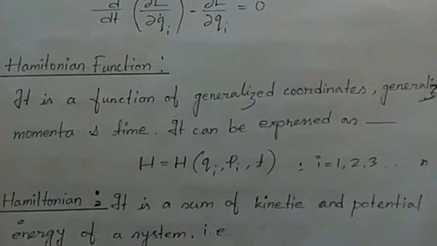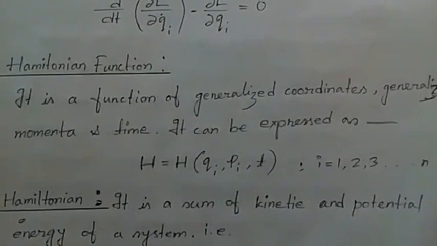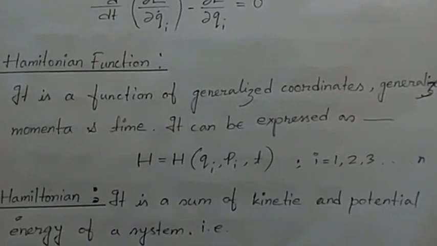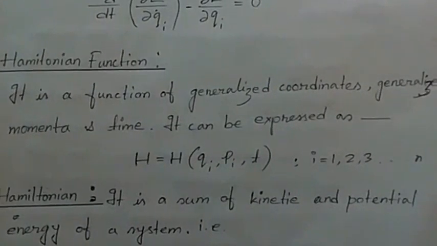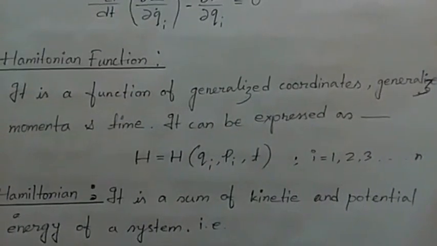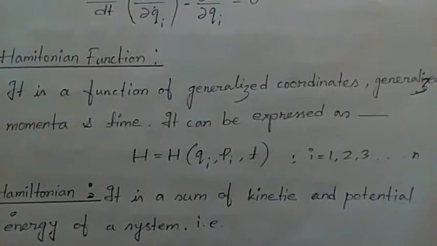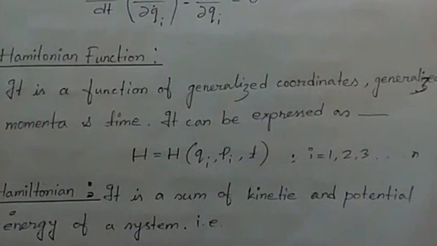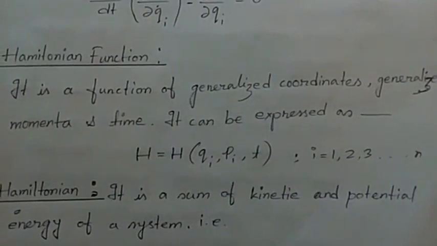Let us see what is Hamiltonian function. Hamiltonian function is a function of generalized coordinates, generalized momenta, and time. It can be expressed as H is a function of qi, pi, and t, where i starts from 1 up to n.